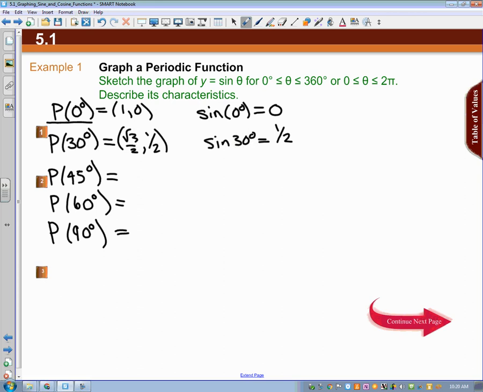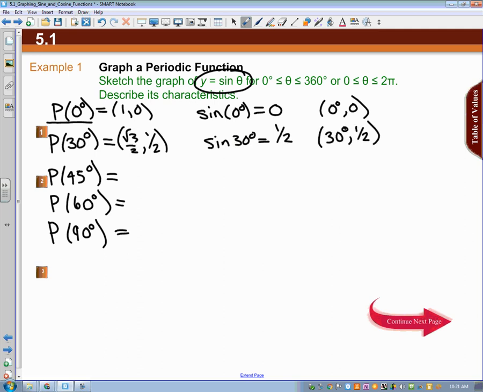Now it's important that both of those are points. Keep in mind that on this graph, y is equal to sine theta. So this would be the point (0 degrees, 0), because the input theta is in degrees and the output is a number, so it doesn't have a unit attached to it. It's the ratio of the opposite over hypotenuse side. So the sine of 30 degrees equals 1 half lets me know that (30 degrees, 1 half) is on that graph.